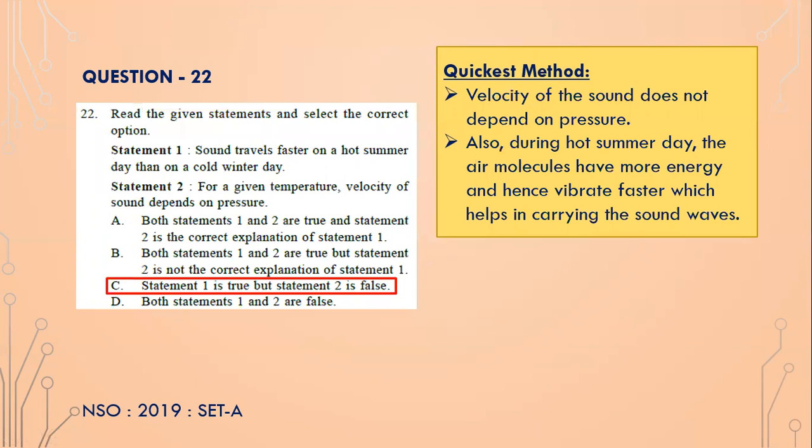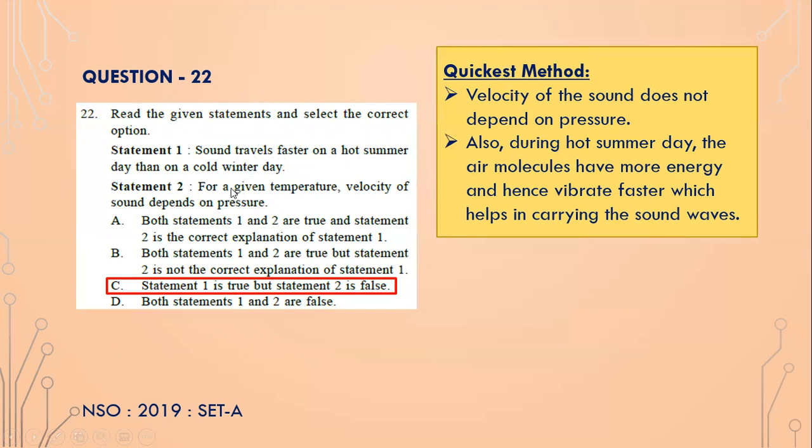Read the given statements and select the correct option. Sound travels faster on a hot summer day than a colder winter day, which is true, isn't it? Because during a hot summer day, air molecules have higher energy because of the heat of the sun, and they vibrate faster. And because they vibrate faster, they help in carrying the sound waves. So sound travels faster on a hot summer day.